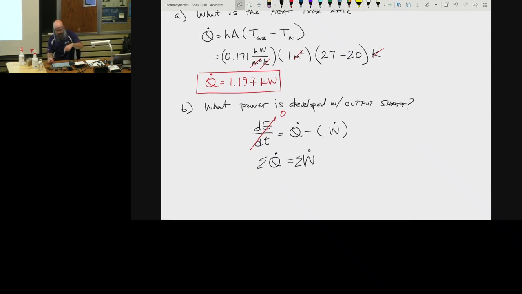Okay, what should I put down here for Q dot? What is my Q dot? What is my left-hand side of the equation going to be? What should I write down on my tablet?